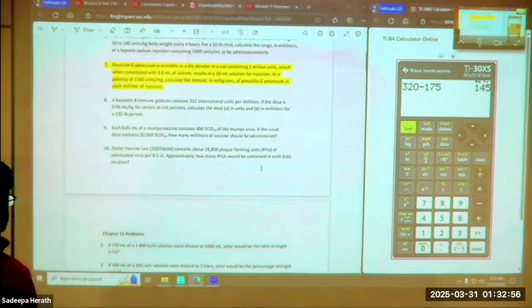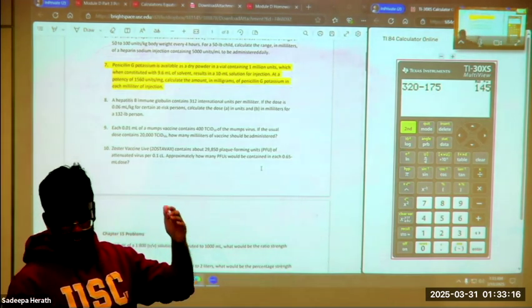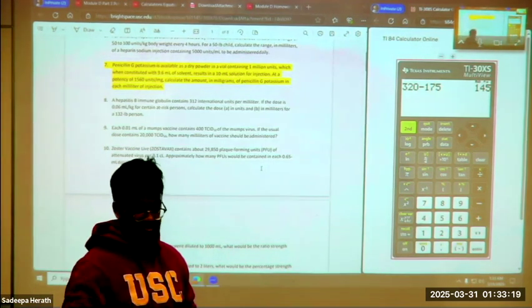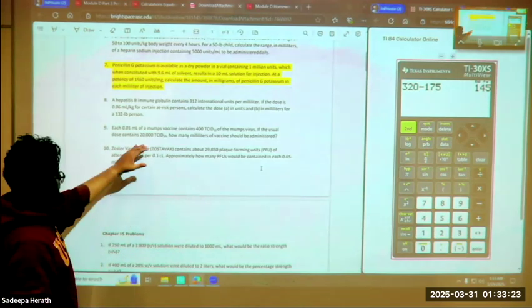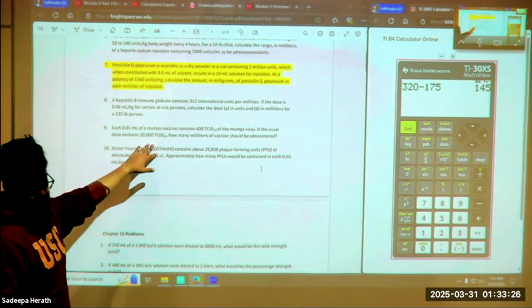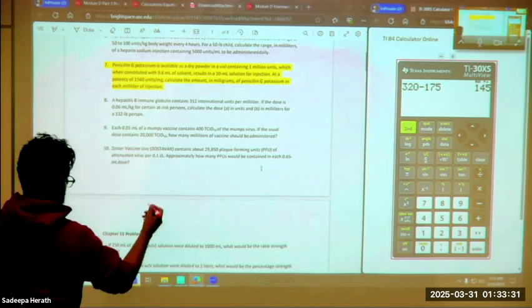Number 9: each 0.01 milliliters of a mumps vaccine contains 400 TCID 50 of the mumps virus. If the usual dose contains 20,000 TCID 50, how many milliliters of the vaccine should be administered? So they have this amount of volume per this many units. They're trying to find the relative amount of milliliters for this amount of units. Sounds like a proportion, so let's write it out.